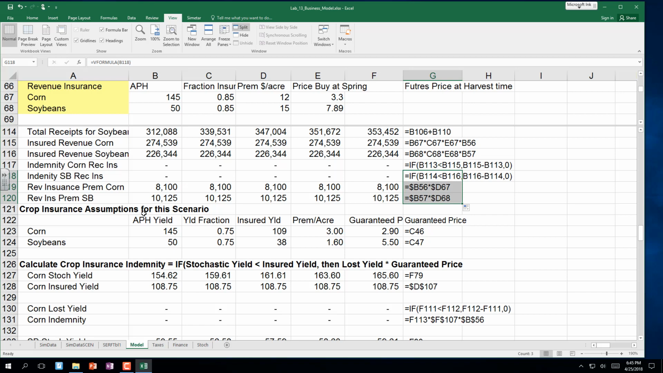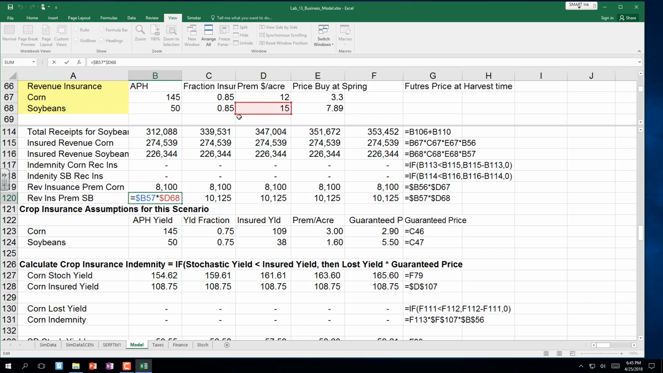My cells are different than yours. Can you show me what B67 is? Which one? That right there. Okay. It's B67, which is that premium per acre. Thanks for asking. I probably went through that too fast. And then if you go down to soybeans, it should be B68 times planted acres. Okay. In all cases, it goes back to planted acres.